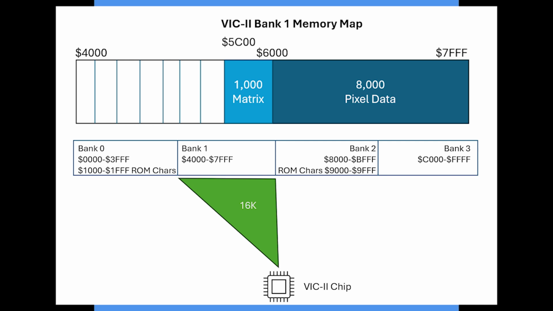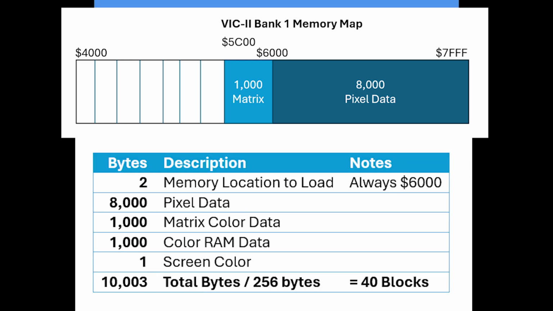So with everything we've talked about, the file format should come as no surprise at all. The file is stored as a PRG file program, and the first 2 bytes of the file is the memory address that it loads into by default, which is address 6000, which of course is the upper 8K of VIC bank 1. Next in the file is 8000 bytes of pixel data, followed by 1000 bytes of the matrix color data, followed by 1000 bytes of the color RAM data, and finally 1 byte for the screen color. You add those all up together, you get 10,003 bytes. If you divide that by 256, you get 40 blocks. So each file on a disk is 40 blocks.